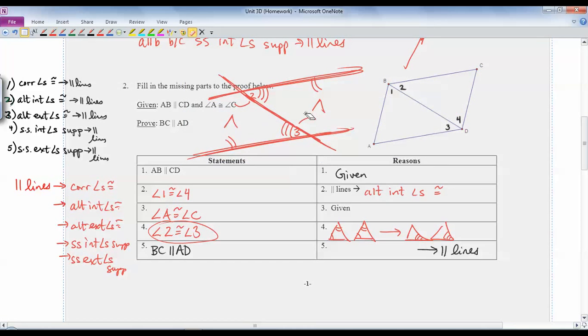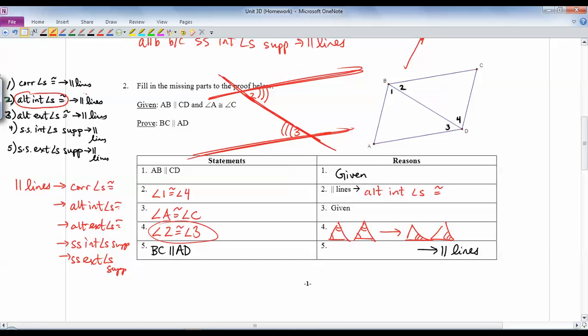Let me slide this over, and I'll get rid of this other stuff in the way. Now if you look at 2 and 3, they form that backward Z shape. Those are alternate interior angles. We already know they're congruent. Alternate interior angles that are congruent give us parallel lines, and in this case those parallel lines were BC and AD. So alternate interior angles that are congruent give parallel lines. Okay, I hope that helps a little bit.